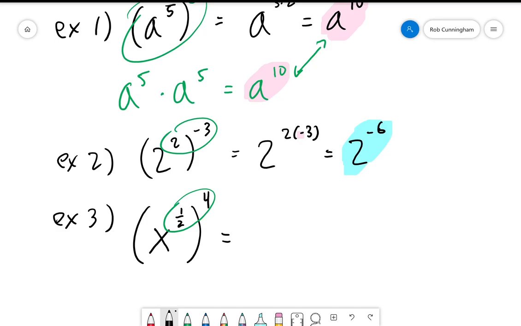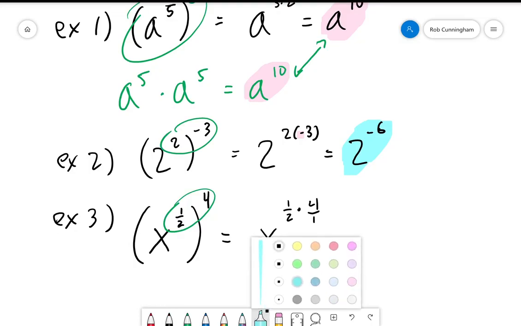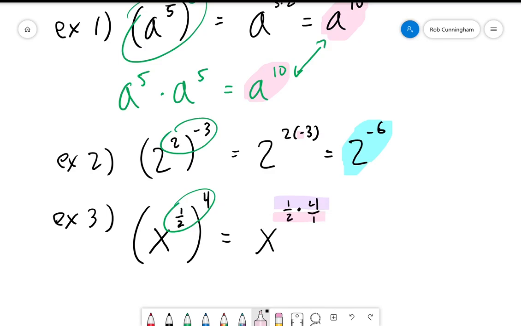I want to remind you that multiplying fractions is not actually that bad. So I've got 1/2 times 4, right? But 4 isn't just a whole number, it's also a fraction. That's 4 over 1. And remember, when multiplying fractions, you simply multiply straight across the top and straight across the bottom. That's all there is to it. So x to the 1 times 4 is 4, 2 times 1 is 2. You get x to the 4 over 2, which is x squared.